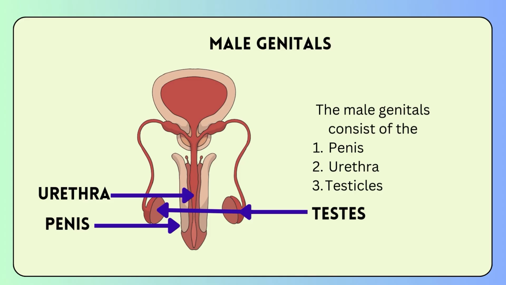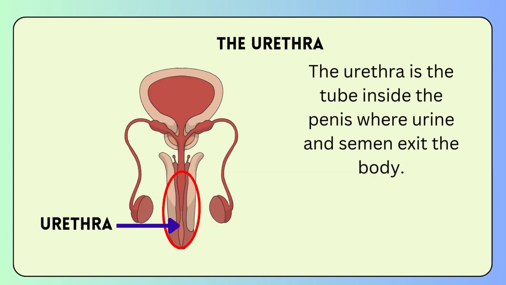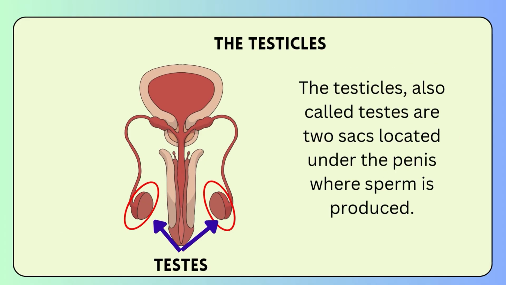The male external genitals consists of 3 main parts. These parts are the penis, the urethra, and the testicles. The penis consists of the shaft, which is the long part of the penis, and the glans, which is the tip of the penis. The urethra is the tube inside the penis where urine and semen exit the body. The testicles, also called testes, are 2 sacs located under the penis where sperm is produced.